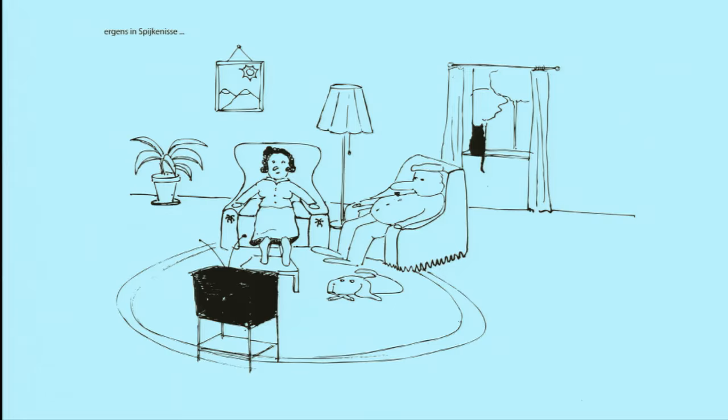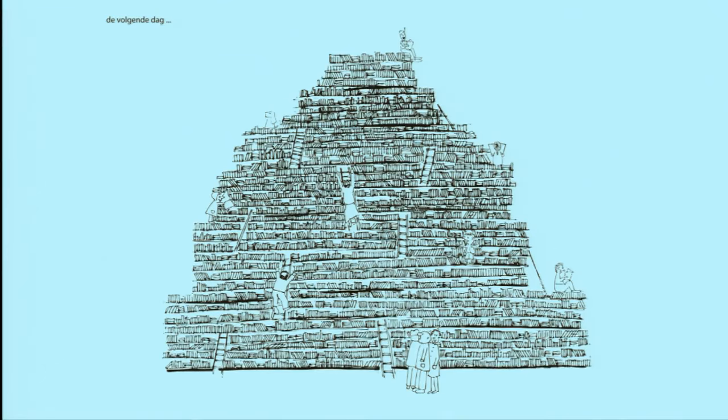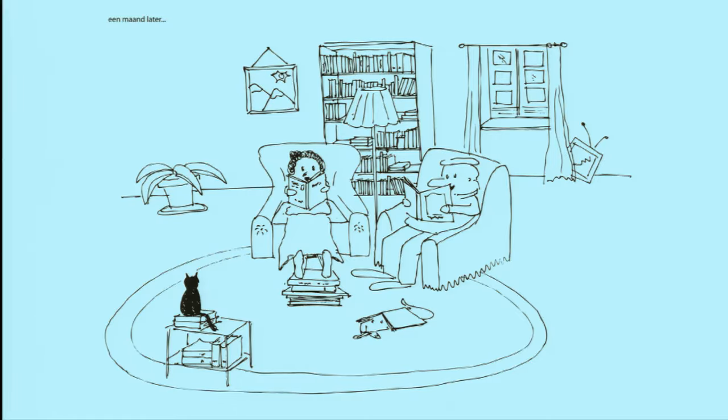You have the typical couple in Spijkenisse watching telly. One day they walk into town, they see a mountain of books, they climb the mountain, take some books home, and then they become intellectuals. So that was simply the concept of what we wanted to reach here.